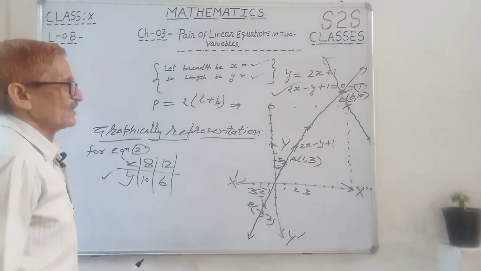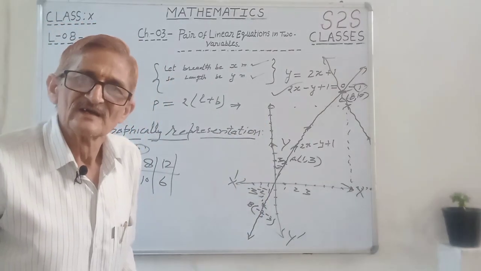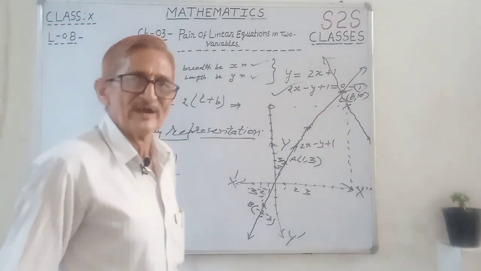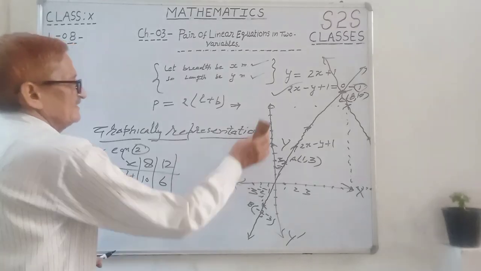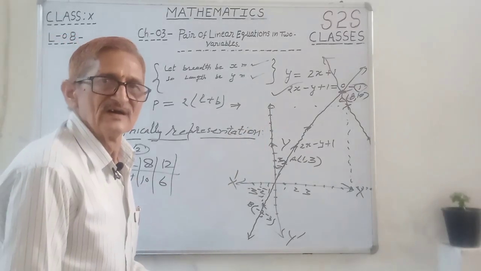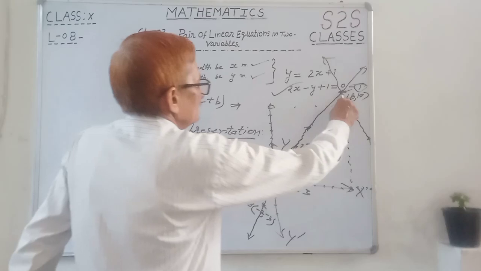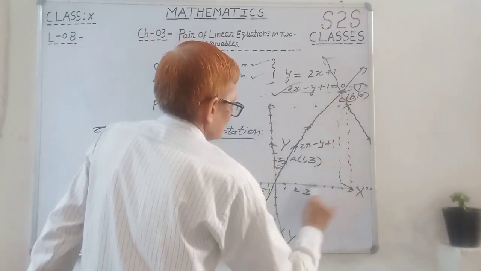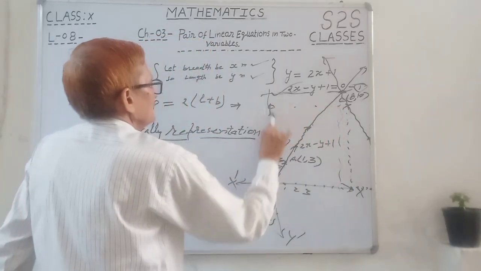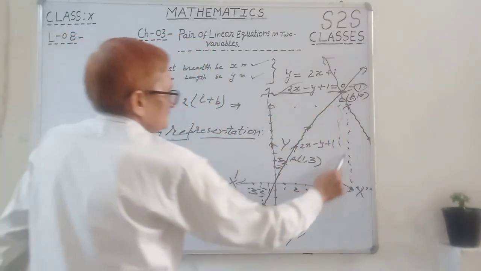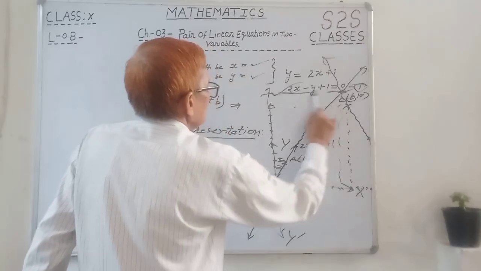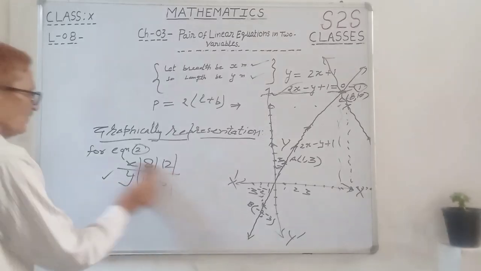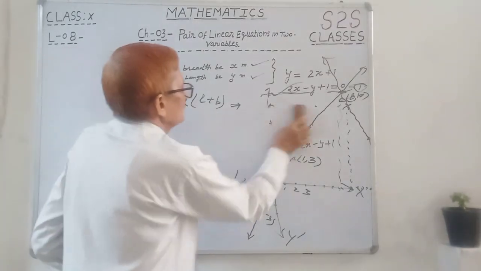This situation is called the graphical representation, and the solution will be the intersecting point. You can read from the graph what comes: at this point, x is this and y is this. This is x, and here, perpendicular, this is y. So x comma y will be the answer. Now I want to use only this graph for the graphical representation.